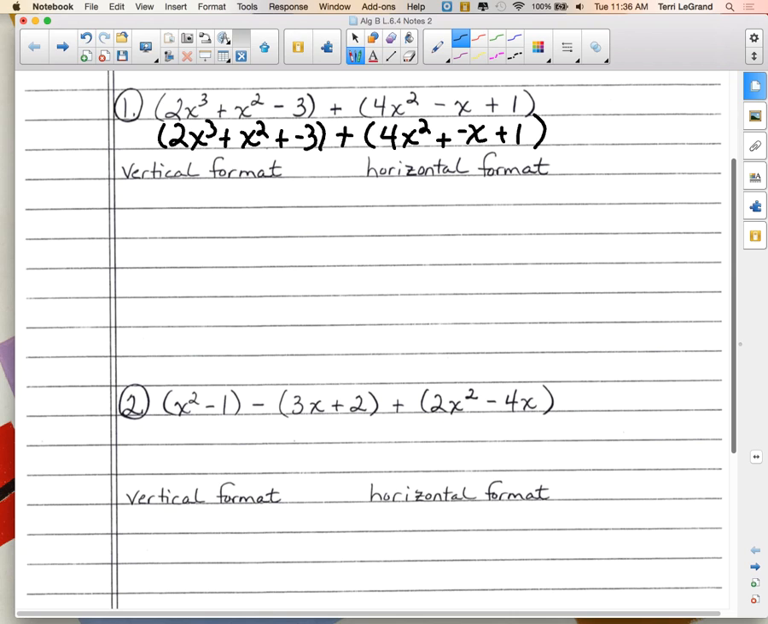Okay, here we go. 2x to the third power plus x to the second power. We're missing the x to the first power, so what are we going to put there? Our placeholder 0. And then we're going to put plus negative 3. All that for that.